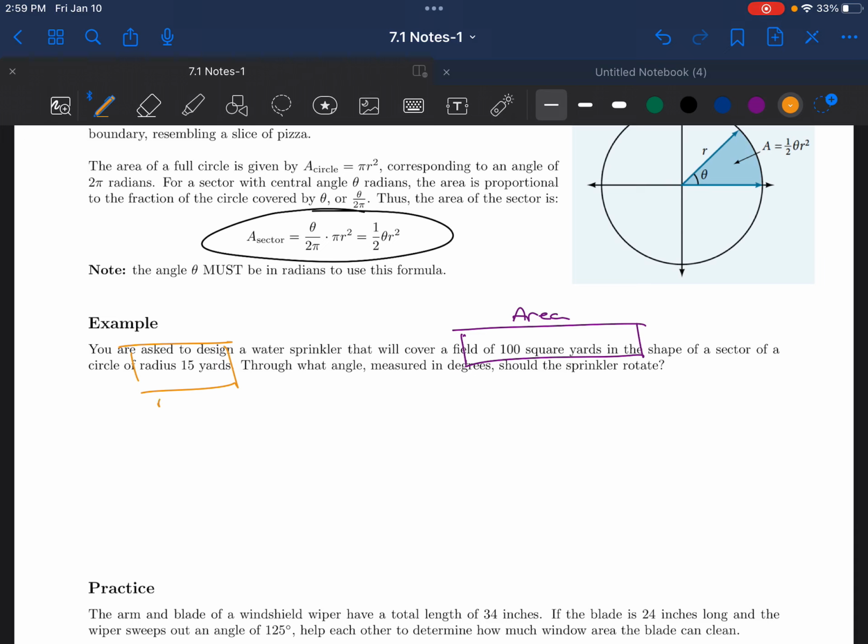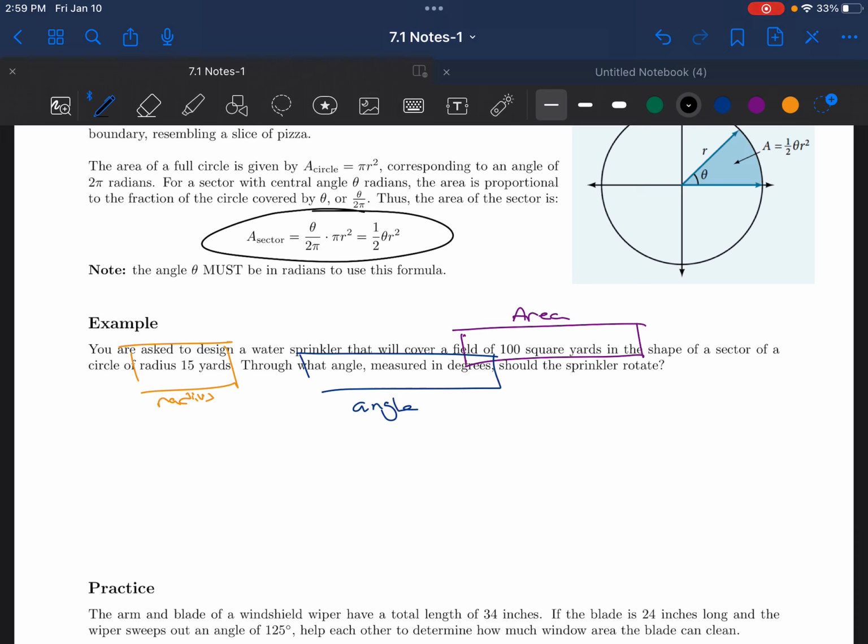And so here is the radius. Through what angle measure in degrees. And so the thing we're actually being asked to find is the angle in degrees. Now, we're not going to be able to find the angle in degrees initially. We're going to be able to find the angle in radians, of course, because our formula only works in radians, but we have a way of converting that later on.